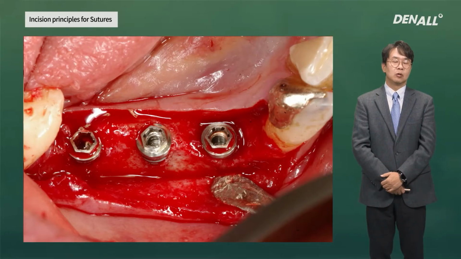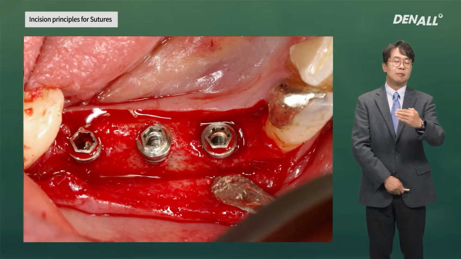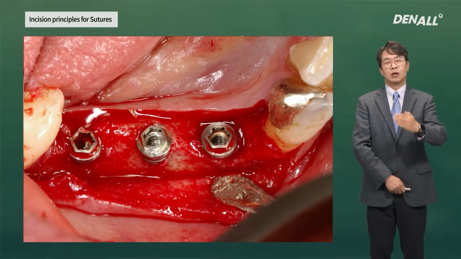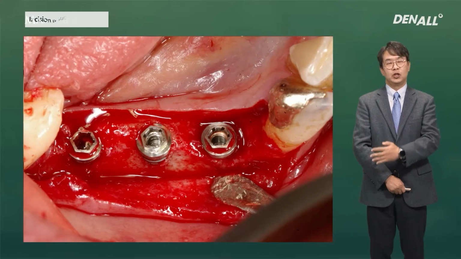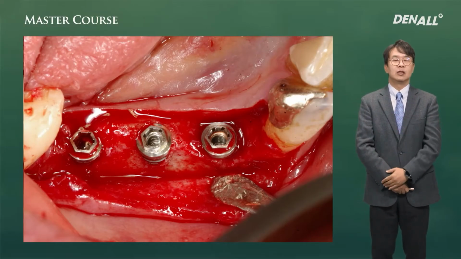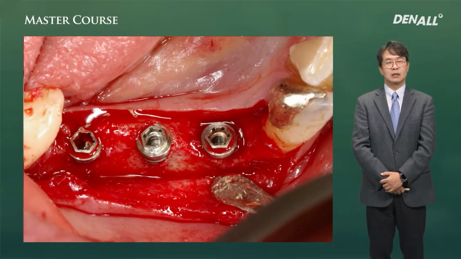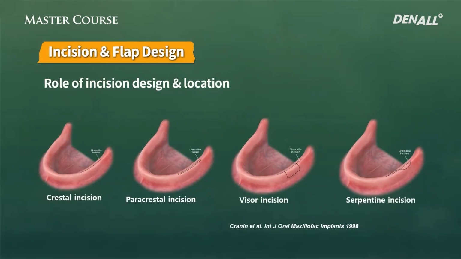Of course, intentionally, we can include a lot of keratinized tissue to make an incision to preserve the keratinized tissue, but I will talk about it at a later opportunity. There are many types of incisions. Generally, a crestal incision is made over keratinized tissue, or a crestal incision away from the keratinized tissue, and a trapdoor type incision, an incision along the surgical site.